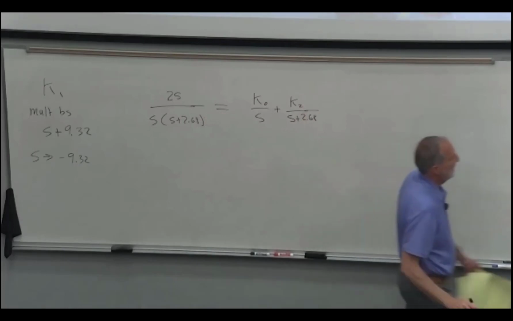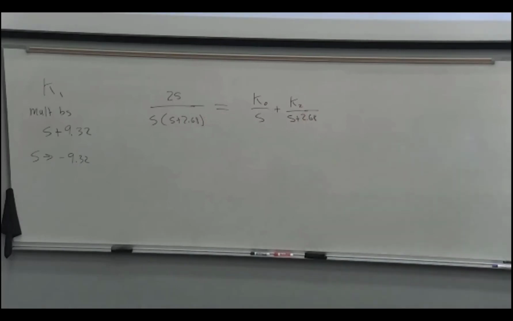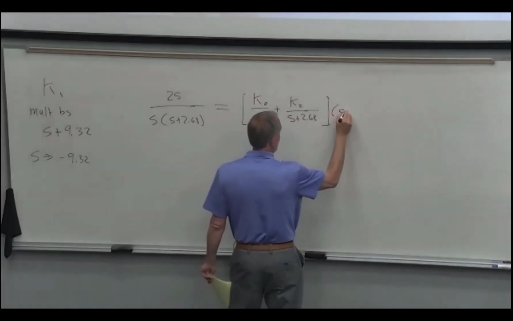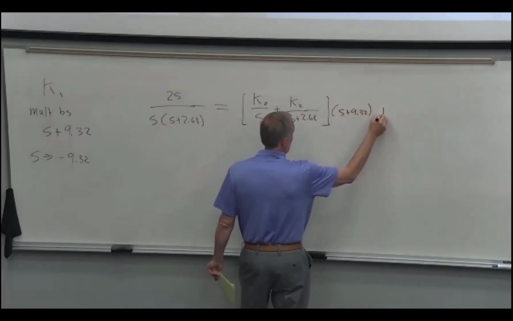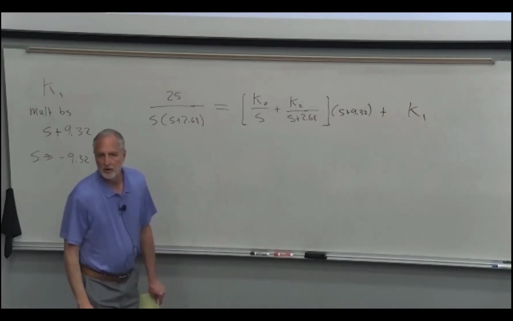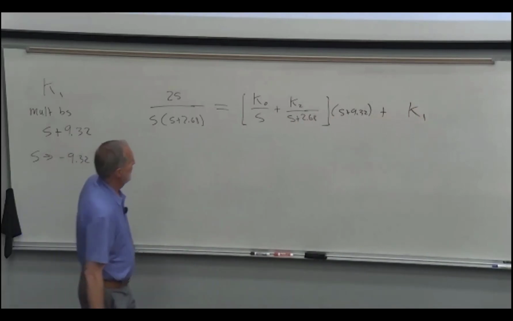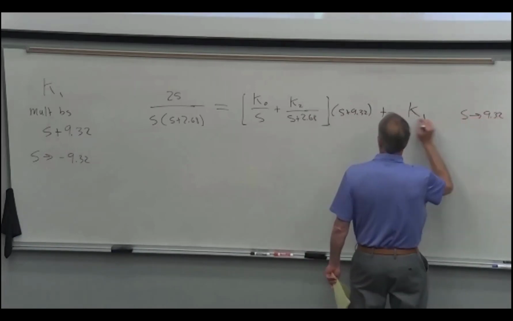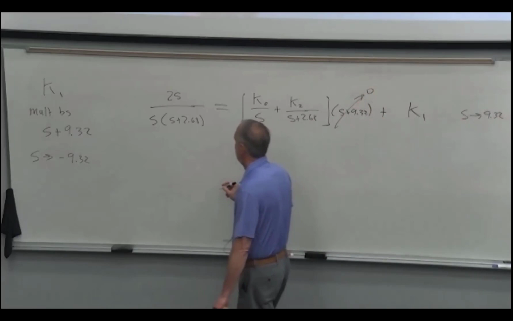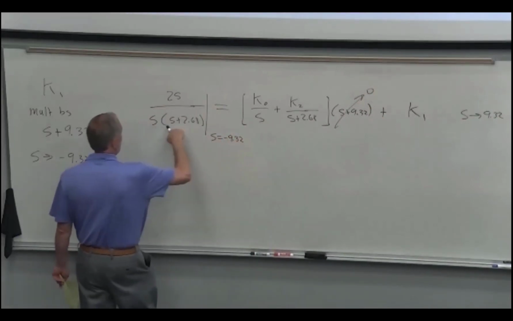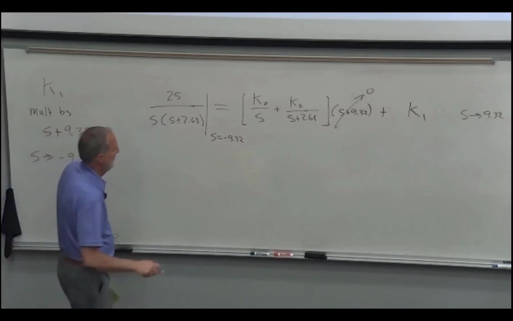And I grouped these two together now because we're multiplying by this. I just moved those over here together, so I could do this. And notice that isolates K1 all by itself, and you can find it real easy, because as s goes to negative 9.32, that goes to 0. And we get 9.32 here, and we get K1.